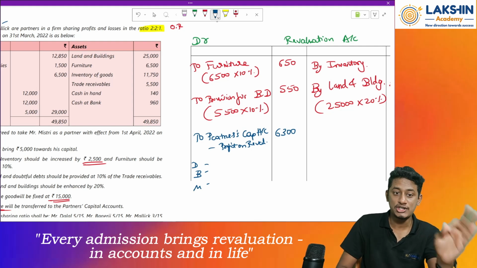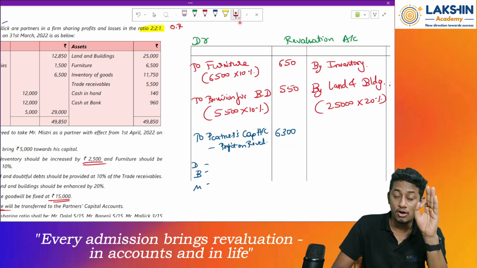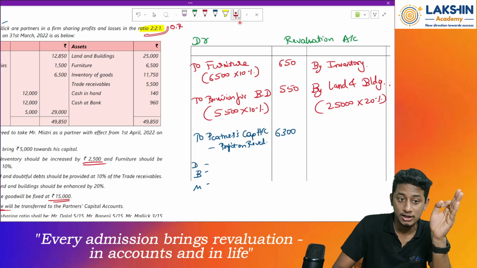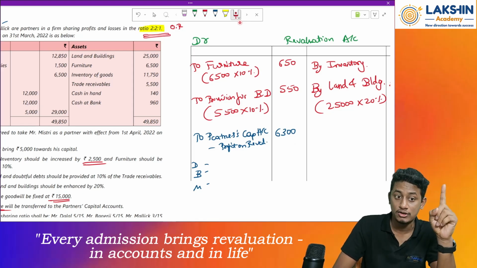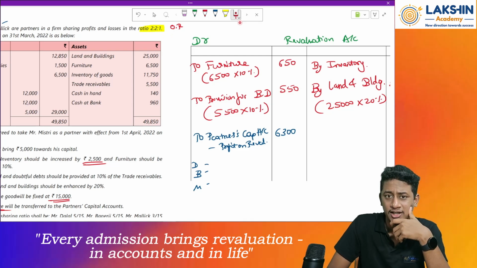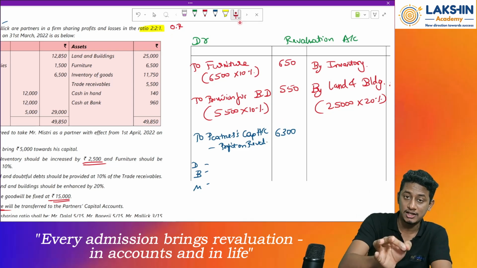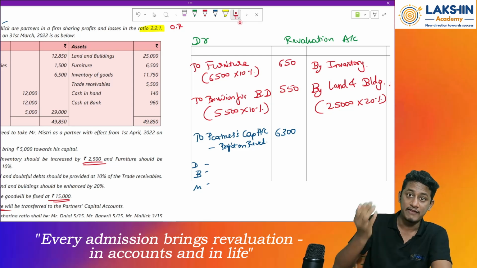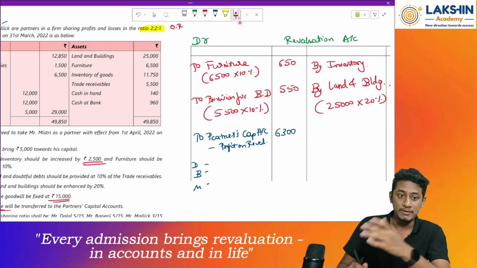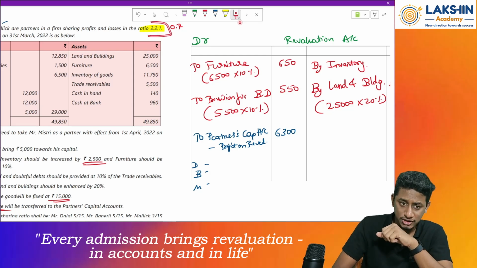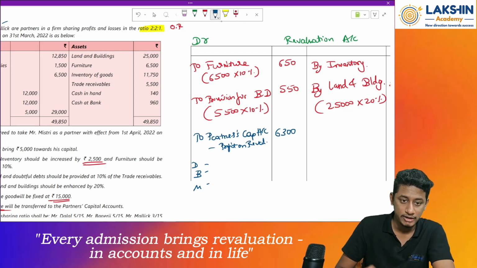Now in what ratio should I divide it? Tell me this. In what ratio can I divide this? It should be divided always in the old ratio. Clear? It should not be divided in any other ratio, but in the old ratio. Why in the old ratio? What is the logic behind it? Because see, whatever profits they have earned is for the revaluation done for the assets and liabilities which were there before the admission of the new partner, right? So that means it has to be divided in what? In the old ratio only. Clear? Fine.